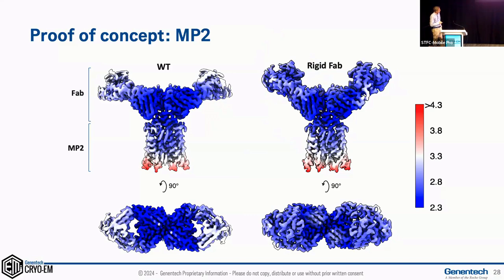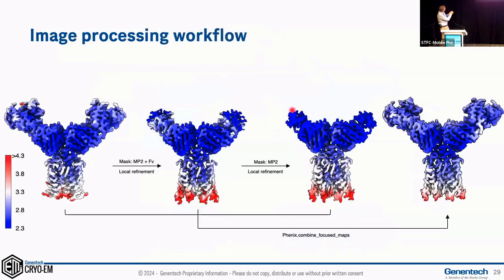But actually, this figure is slightly cheating, because what actually happened is this. In the initial refinement of the rigidified Fabs, it was this map. And you see that the CD20, the target itself, was kind of smeared out, more so than in the wild type. So what I just said about the rigid Fabs driving the alignments was actually at the expense of the target. But what you can do in these cases is do local refinements. And so by doing a local refinement just on the membrane protein and the variable domains, this situation was improved.